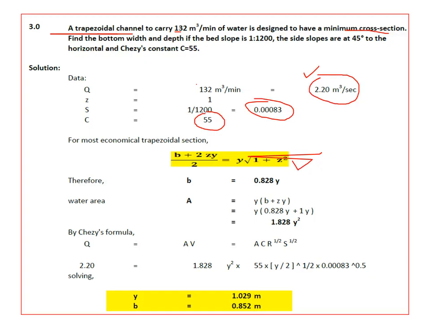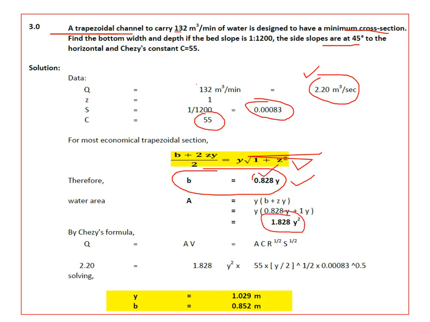So if you substitute z as 1, because the slope is given as 45 degrees, then z is 1 is to 1, so 1 horizontal to 1 vertical. Substitute: (b plus 2 into 1 into y) by 2 is equal to y into root of 1 plus 1 square. So b is equal to 0.828y. Now we get a relation between b and y. Now take the area formula, that is y into (b plus zy). Keeping y the same, b is 0.828y plus z is 1, so 1y. So it becomes 1.828y square.